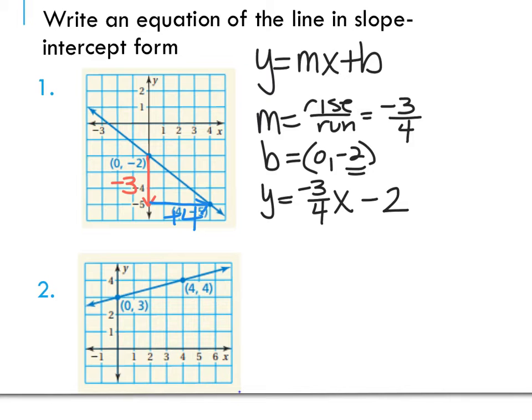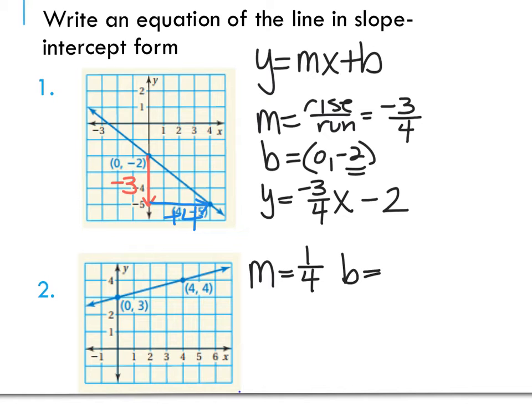I bet you guys would be able to pause the video and write the equation for the line for number 2. Alright, so let's identify my slope here. Starting at my leftmost point, I'm going to rise 1. That's going to be my top number. And then I'm going to run 1, 2, 3, 4. So I have a slope of +1/4.